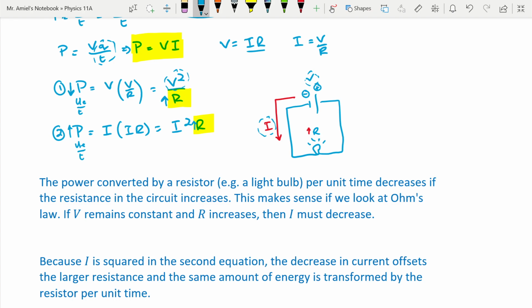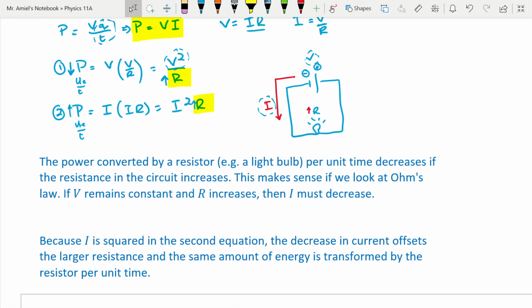And if we look at this second equation, because this I is squared, the decrease in the current offsets the larger resistance, and in fact the same amount of energy is going to be transformed by the resistor, the light bulb, per unit time. So because this resistance increases and decreases the current, that decrease in the current and the fact that this is current squared is going to offset the increase in resistance. And that explains how we can have what looks like contradictory information here with our resistance and our power.